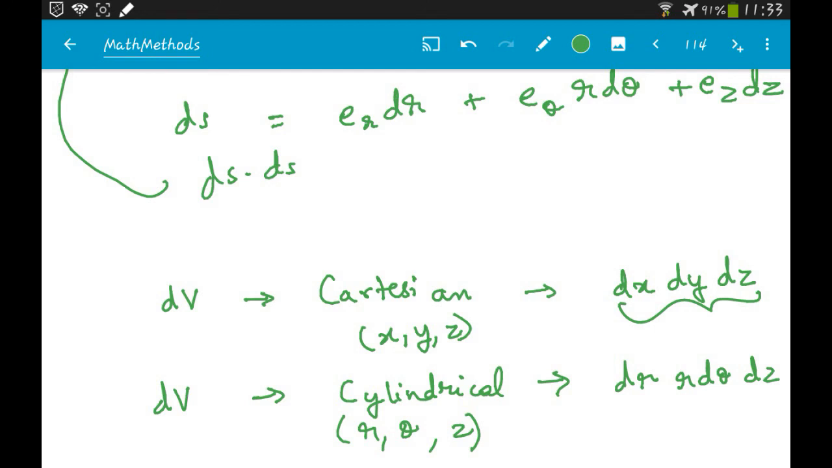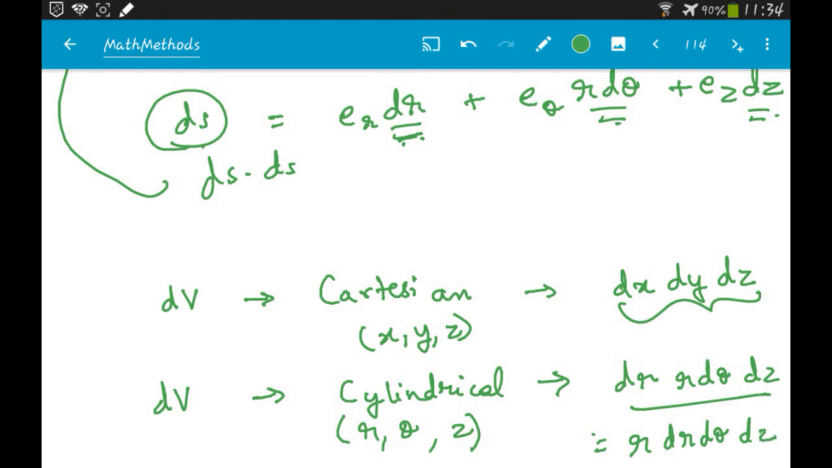So basically you take dr from here, r d theta from here and dz. Essentially you are looking at the small changes in ds that correspond to this. So this is going to be dr, r d theta, dz. So this is what your volume element is going to be, and you can write it as r dr d theta dz.